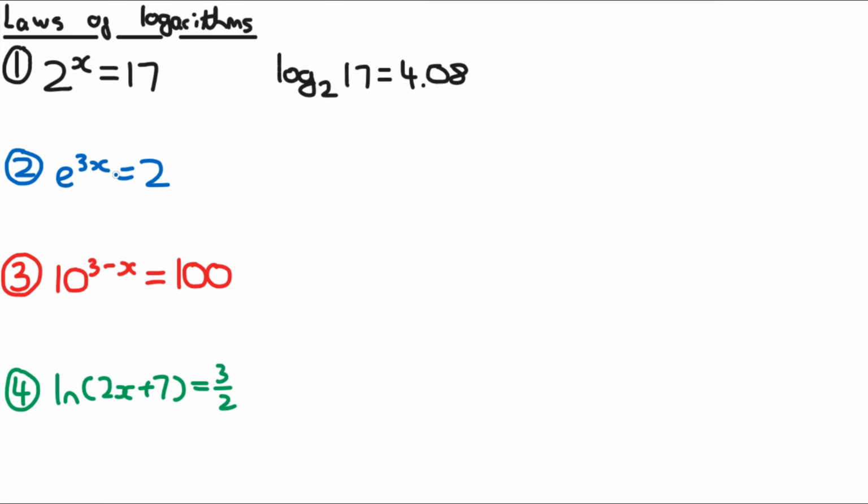For the second one, it's e to the power of 3x is equal to 2, so this is going to be log base e, but remember we write that as the natural log of 2, and this is equal to 3x. So therefore x is going to be equal to, if we divide everything by 3, the natural log of 2 divided by 3. Now, as I said before, a lot of the time they'll probably ask you to leave it in the natural log form. If they ask you to put it into decimals, this is equal to 0.231.